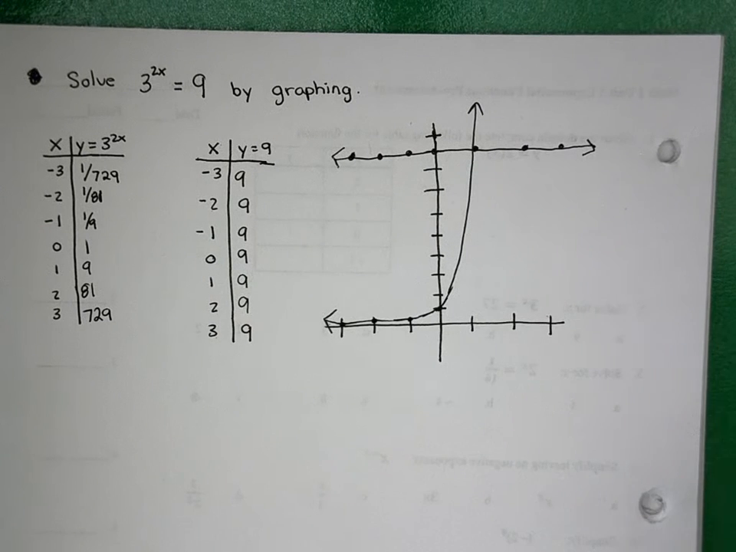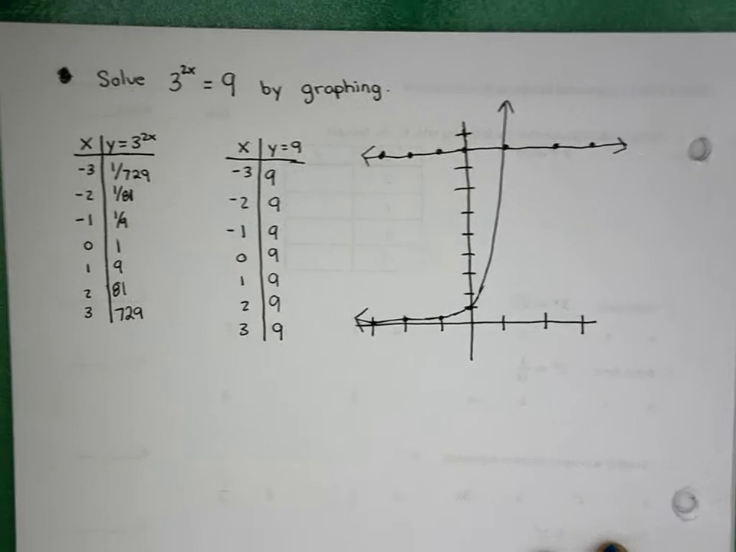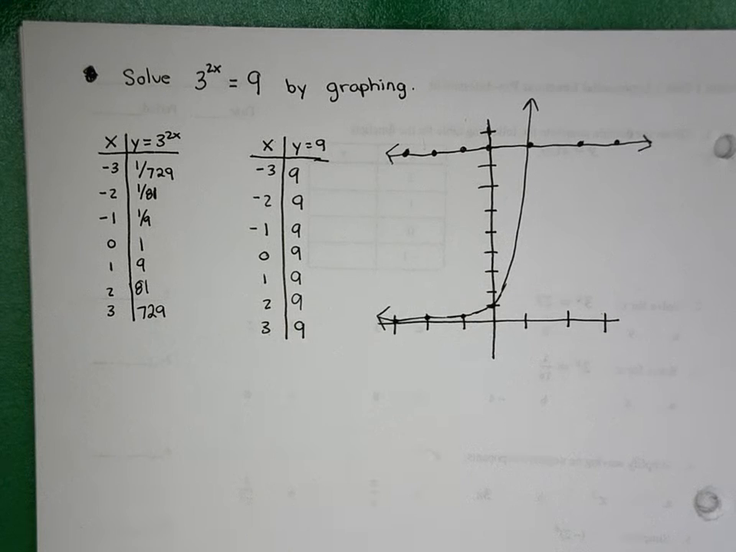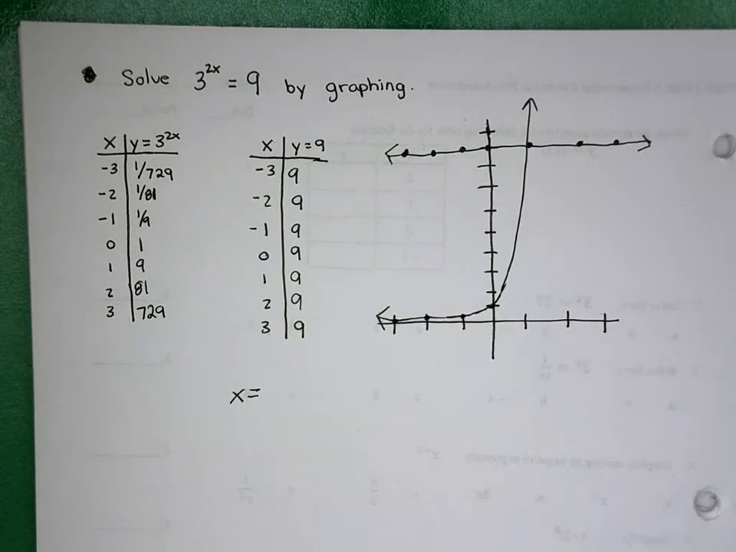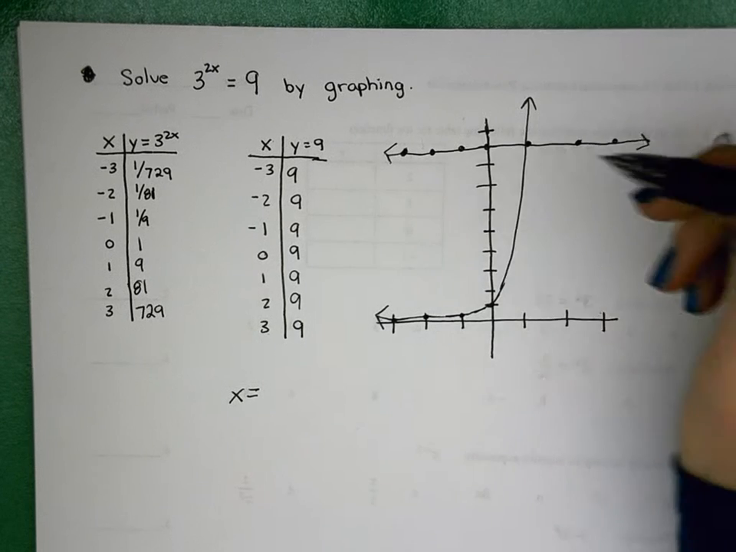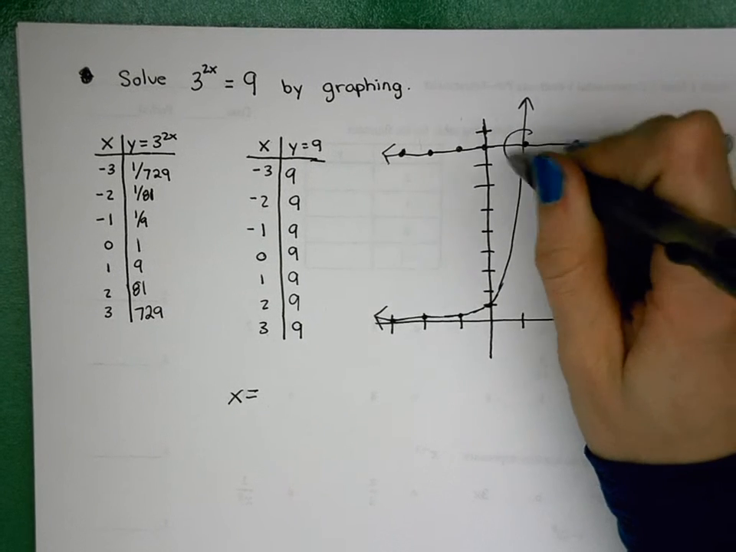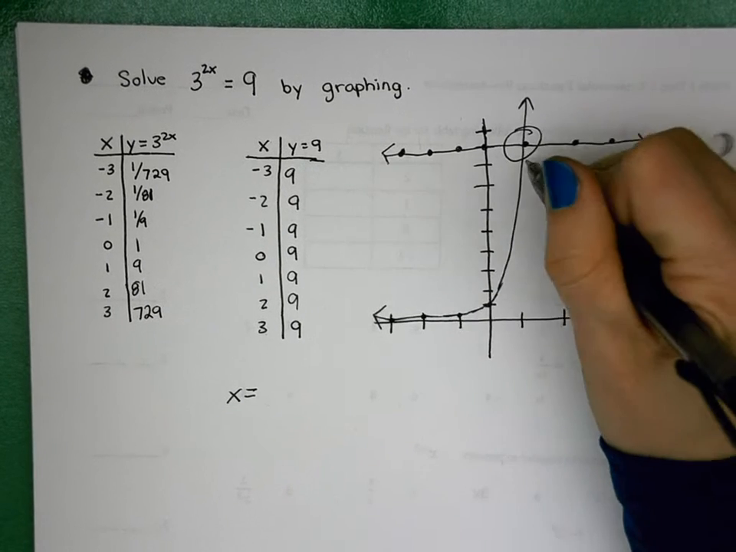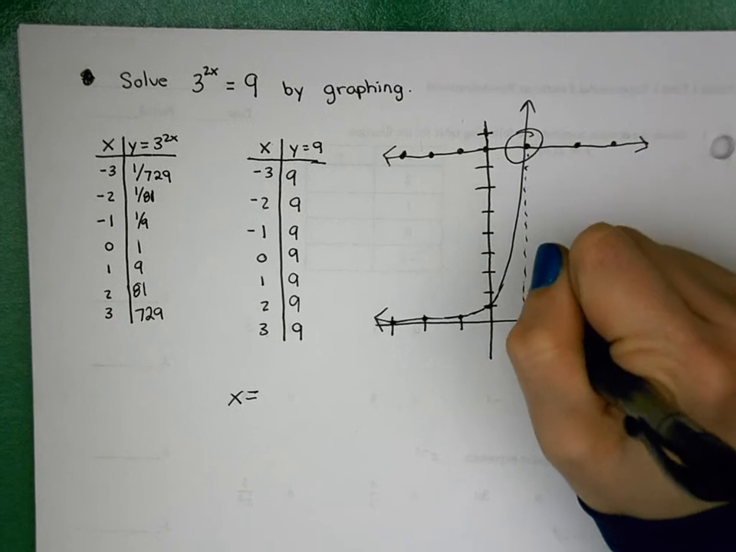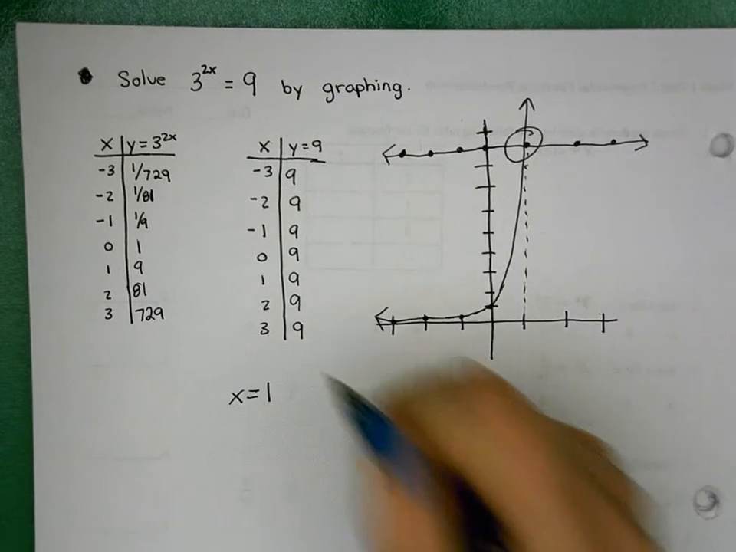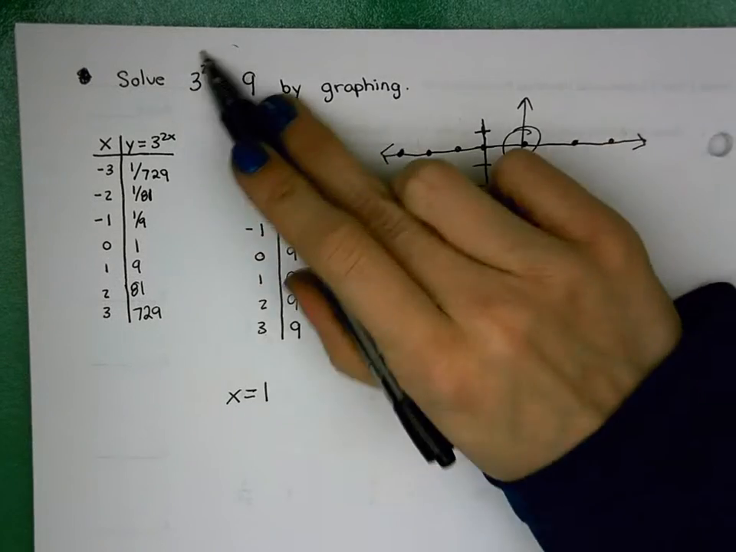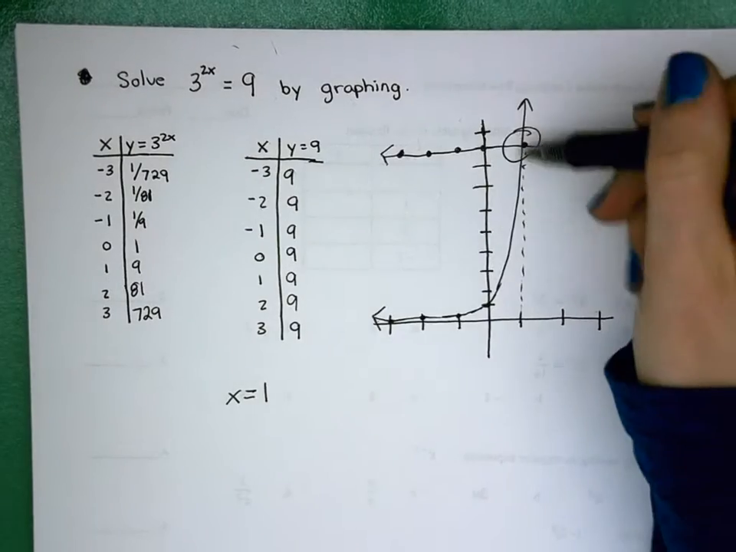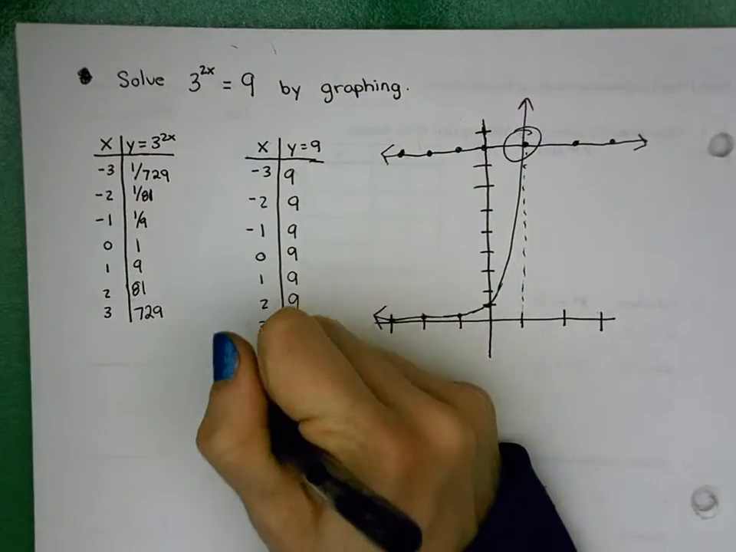Okay. And so solving by graphing, there are two places that I can see the solution to this equation. One is from this graph that I've just done. Right here where they intersect, that's my solution point. And so in this case, my solution is x equals 1. If they wanted a y, it would be y is 9, but there's no y in this equation, right? So it's just x equals 1.